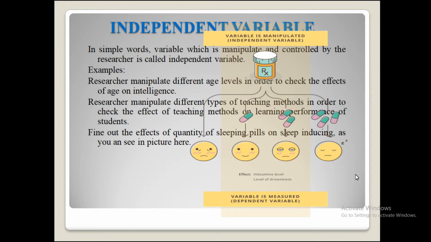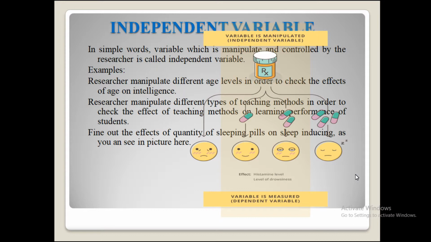This is in the control of the researcher, who can use any type of teaching method. Why? Because he wants to study the effect of the teaching method on learning performance. Either the use of multimedia is more effective for enhancing the learning performance of the students as compared to the charts and the whiteboard, or the whiteboard is more effective than the other two strategies of teaching, or the use of the chart is more effective than the other two strategies of teaching.